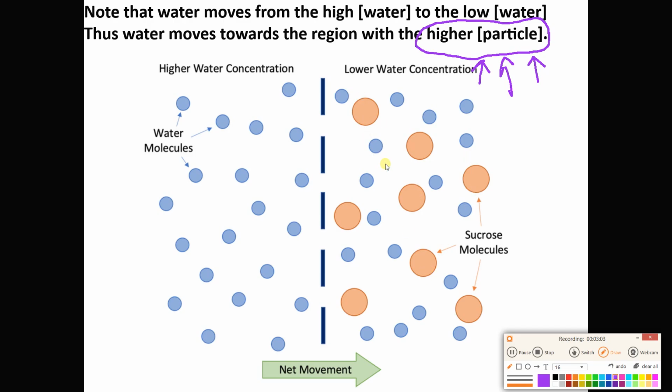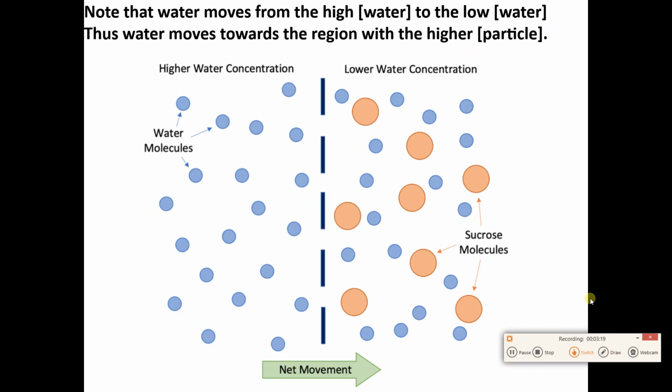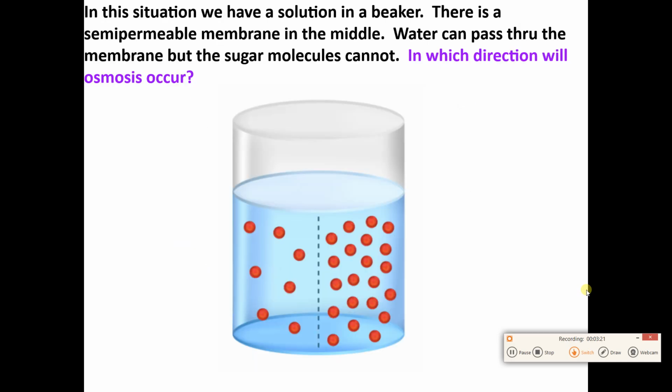It's kind of by definition, right? If you're taking up space with particles, there's less space for water. So water diffuses towards where there is a greater particle concentration. And the diffusion of water through a semi-permeable membrane, that is osmosis.